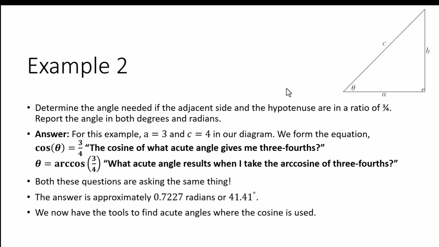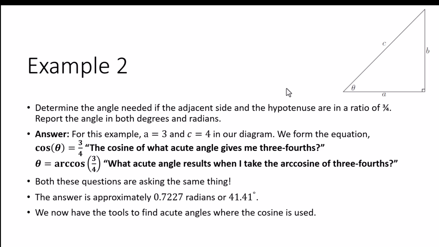For our second example, we're going to determine the angle needed if the adjacent side and the hypotenuse are in a ratio of 3/4. And again, we're going to report the angle in both degrees and radians. So for this example, our adjacent side A will be 3, and our hypotenuse C will be equal to 4. And we form the equation the cosine of theta is equal to 3/4. And again, this will ask the cosine of what acute angle gives me 3/4.